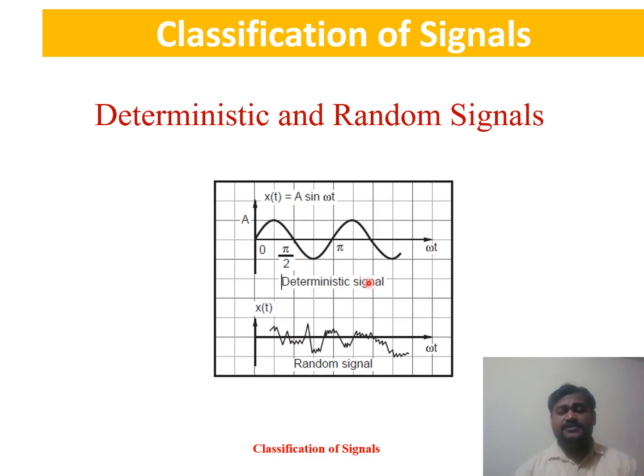Examples of a deterministic signal: sine wave, cosine wave, etc. A random signal is one which cannot be represented by a mathematical equation, say noise generated from an amplifier or filter. These are examples of a random signal.